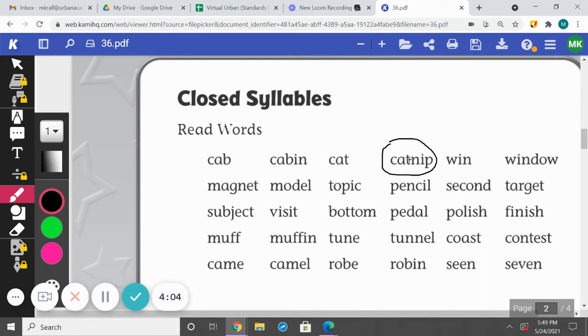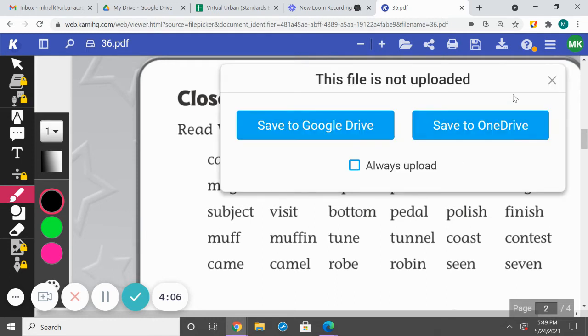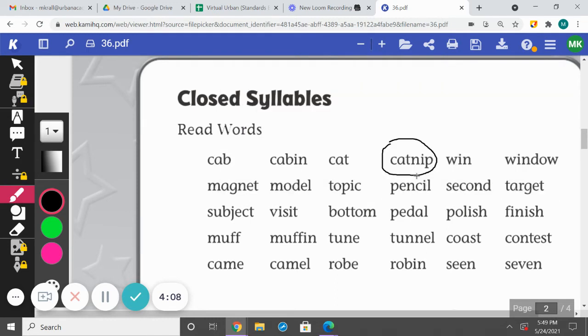So we have catnip. So I want you to go ahead, either clap it or again, use your chin in your hand. How many syllables is catnip? Let me hear it. 2, catnip. Now take your finger. Where is that line? Where's that break between the 2 syllables? Yeah, it should be right between cat and nip.